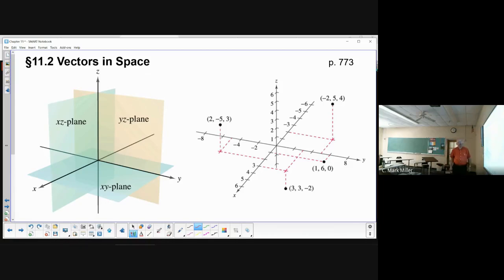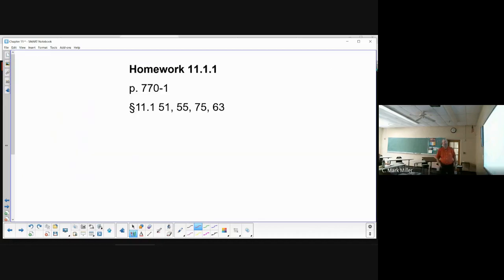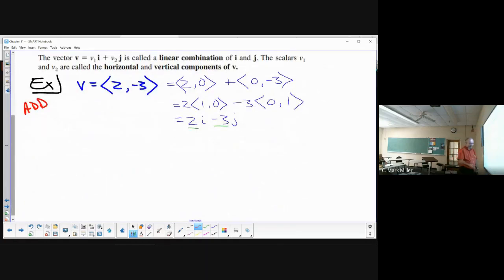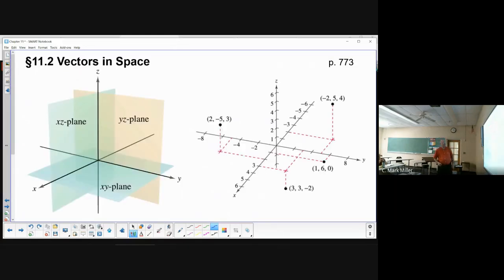Okay. Vectors in space. Now, this is just the three-dimensional version of what we just did, and I'm going to blow through a lot of this. For example, we can do i, j, and k, right? If this is the x-axis, y-axis, z-axis, we can do i, j, k, and so on. This goes on to other dimensions. So a lot of 11.2 is nothing but the three-dimensional version of 11.1. So I'm going to blow through it a little quicker.